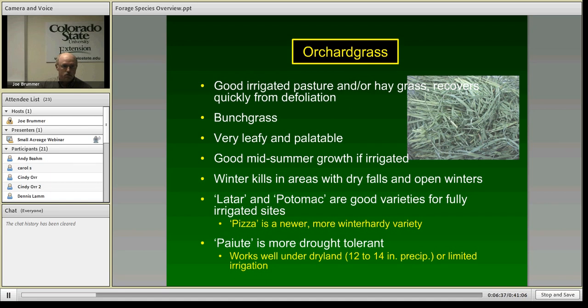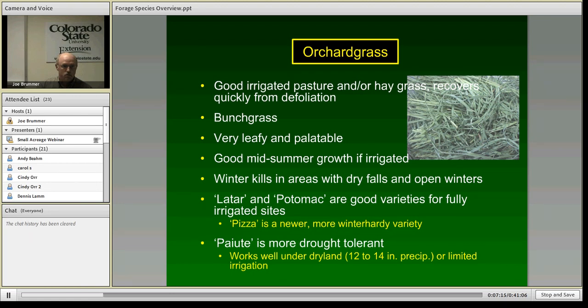One of its strong points is it recovers very quickly from defoliation. It's basically a continuous tillering type of grass, which means that as it grows throughout the growing season, it's continually putting up new tillers. So if you harvest it, there's a new set of tillers down there ready to grow and to continue to produce forage for you. Again, this is a bunchgrass, and it's an introduced species. It's very leafy and palatable, very high in sugar content. Pretty much all livestock species will readily graze this one, as well as wildlife.